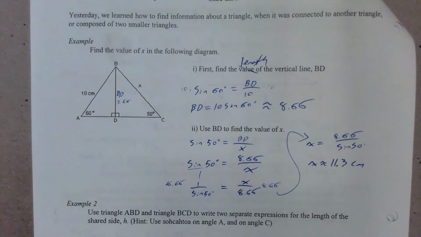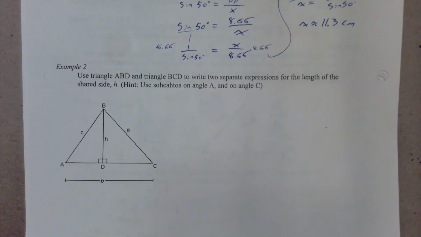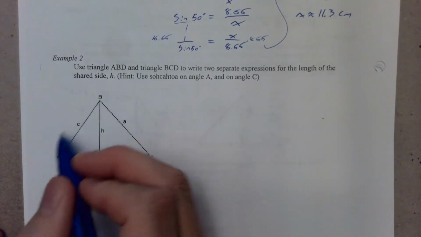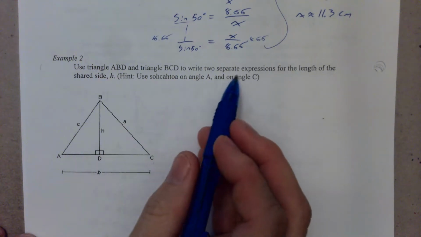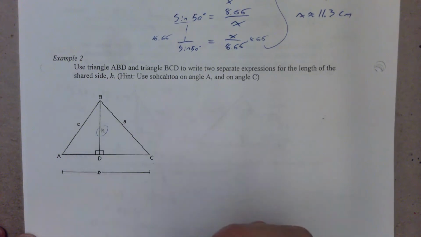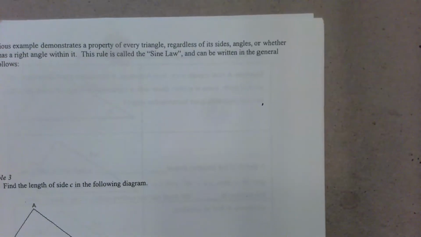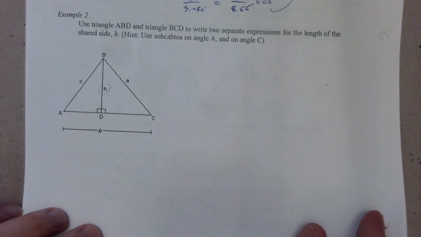Example number 2 is purely algebraic. What we're going to do is build a version of the sine law here. It says use triangles ABD and BCD to write two separate expressions for the length of the shared side H. And then I think on this side we equate them. Yeah, we'll do it all on this side and just summarize it on the other side.